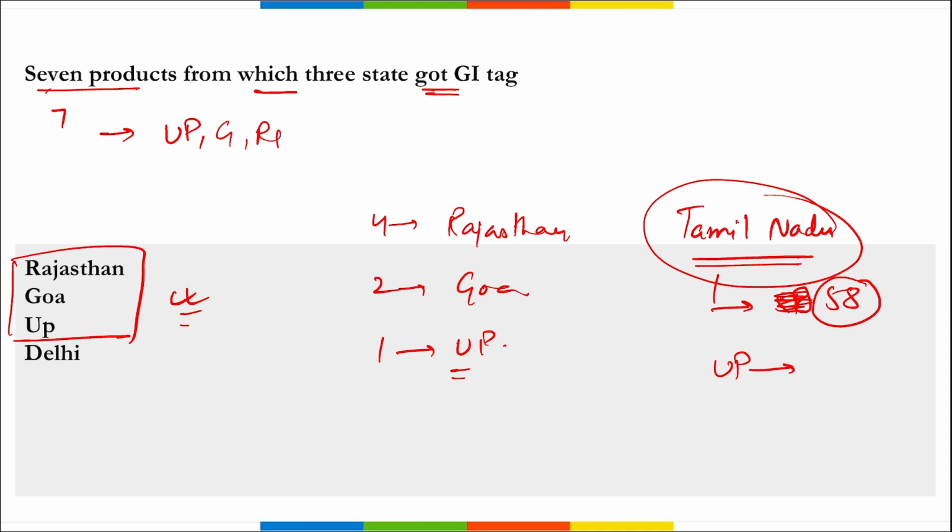Then Uttar Pradesh is on the second position with 51, and Karnataka is on the third position with 48.